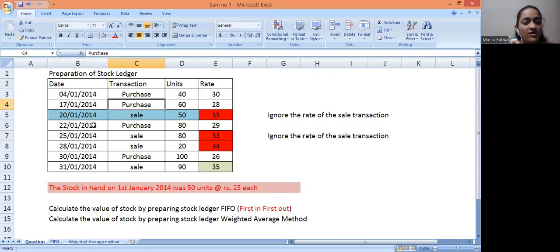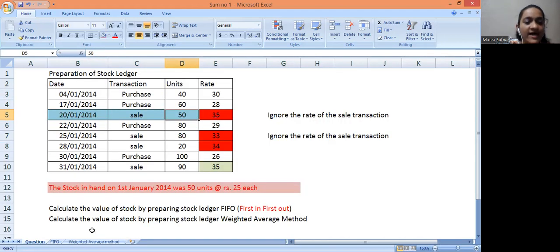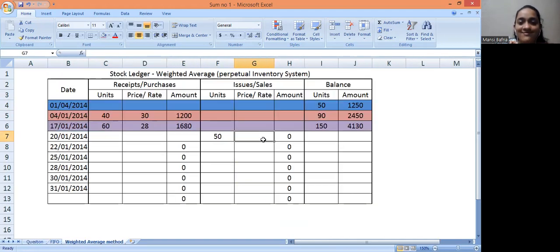Moving further, on 20th of January, you have sold 50 units. Again, the rate for the sale transaction has to be ignored. That is going to remain the same. You are not going to take the rate of the sale transaction. You are just going to sell these 50 units. So now we will not record it in the purchase, but we will record it in the sale. Here we need to know, if we are ignoring this rate, at what rate are you going to sell the units that you already have?